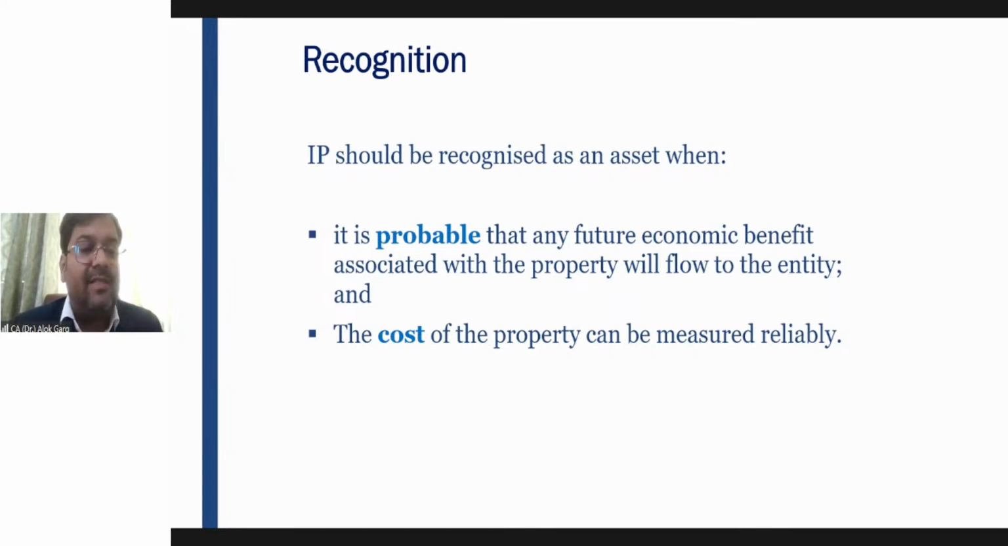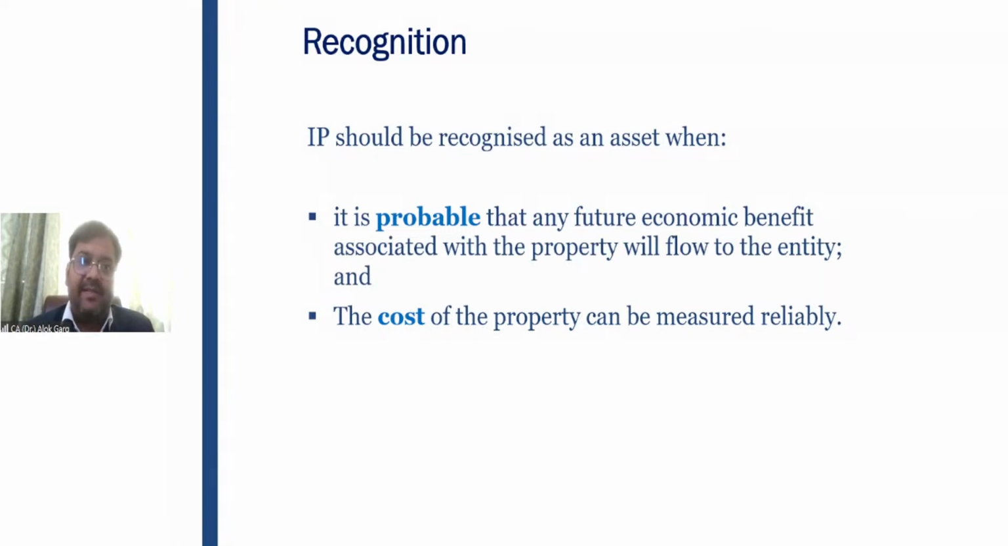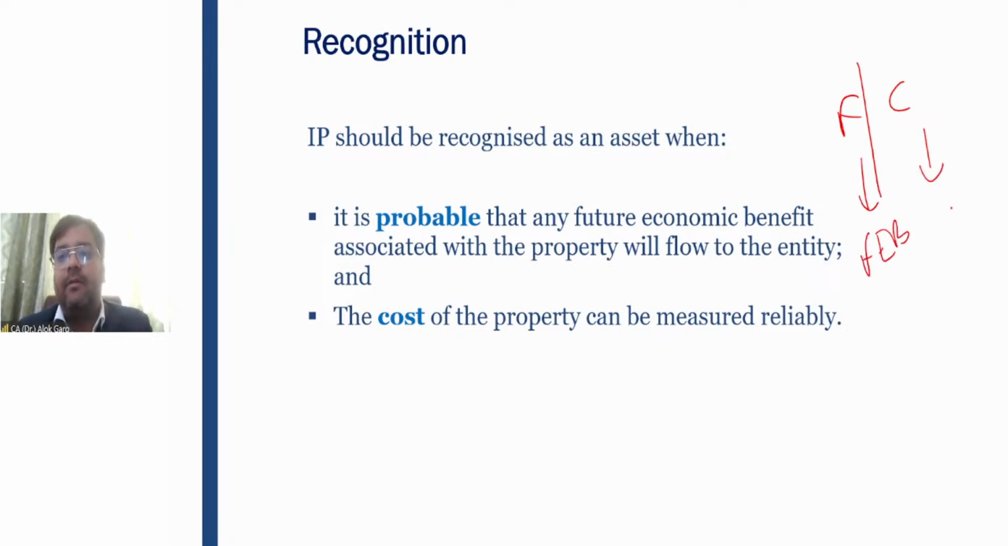Then coming to the recognition, friends, if I talk about assets, for any asset, two conditions should be there. What are the two conditions? FC: F stands for future economic benefit, C stands for cost can be measured reliably. You pick any asset-based standard, these two conditions should be satisfied.